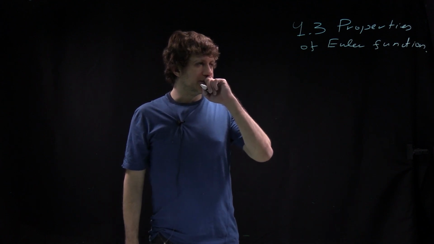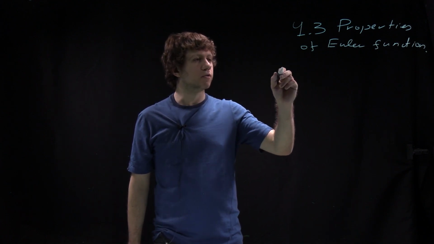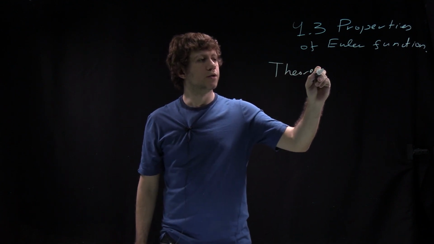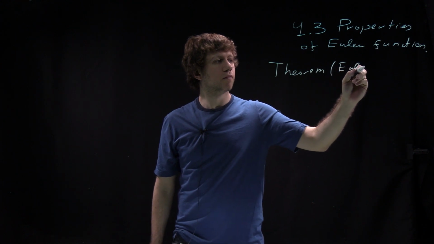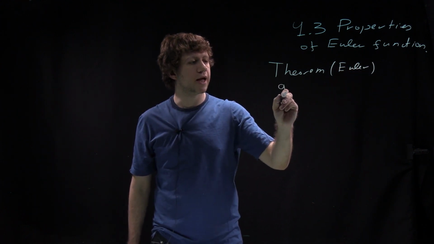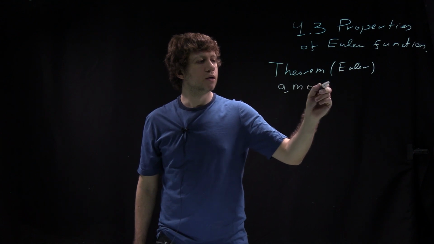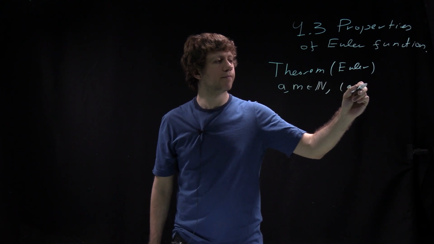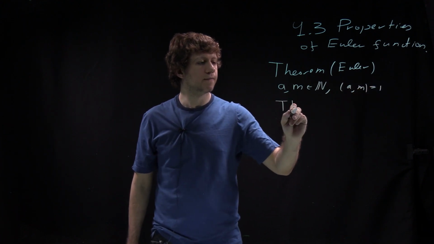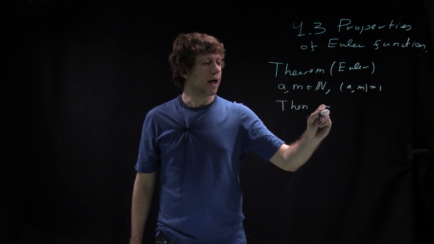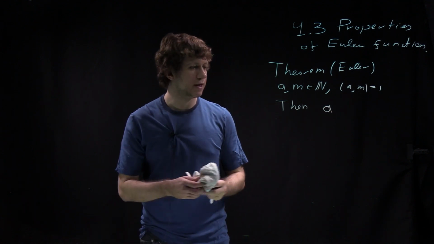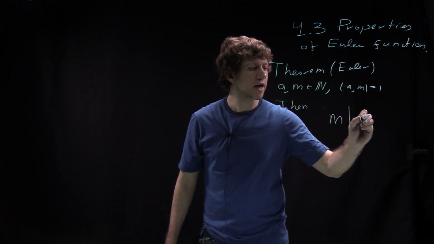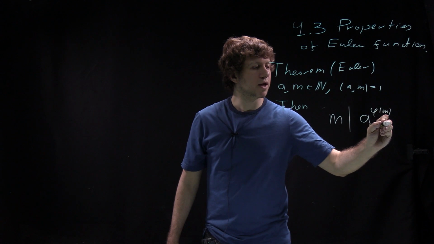So where shall I start? Okay, let's just start where we finished. So let's start with the theorem due to Euler. We have two numbers, a and m, positive integers, and they are coprime. Then m divides a power phi of m minus 1.